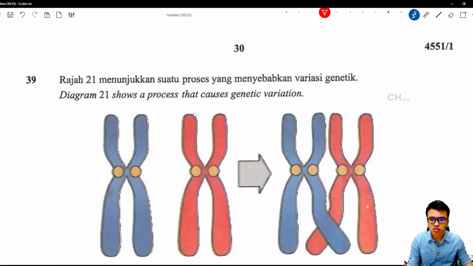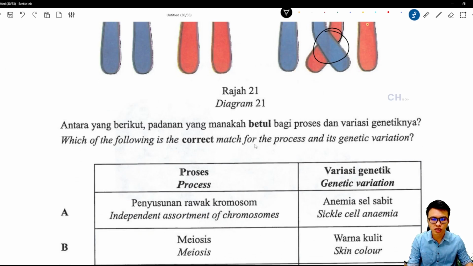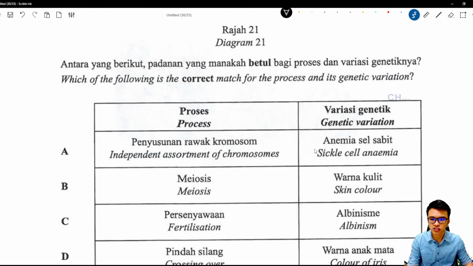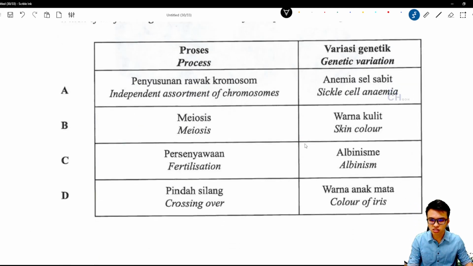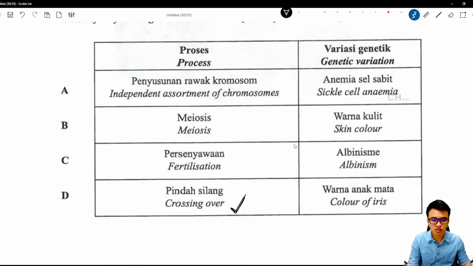Diagram 21 shows a process that causes genetic variations. It is crossing over here. You can see they are holding their hands here. Which of the following is the correct match of the process and its genetic variation? The process is called crossing over. Yup, it is crossing over. Genetic variations, so for this one, we are going to look at which one is really caused by genetic variation. So colors of iris, maybe. So here the answer should be D.